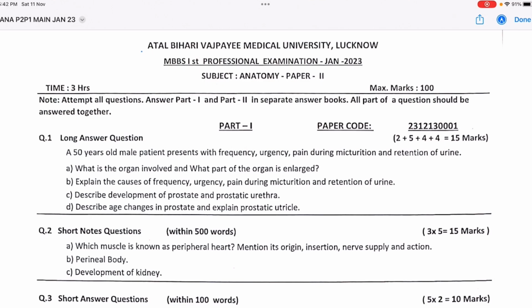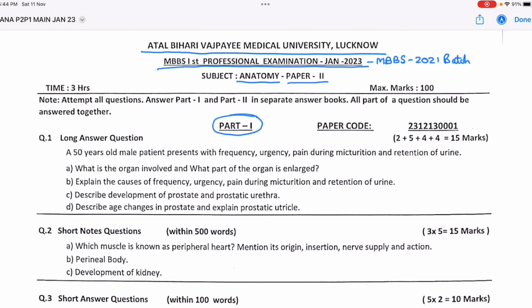Guys, this is a question paper from Atal Bihari Vajpayee Medical University of Lucknow of the MBBS first professional examination, which was held in January 2023. This was for MBBS students admitted in 2021. This is the question paper of the main exam, and the subject is Anatomy Paper 2 Part 1. The question paper was of 3 hours, 100 marks.